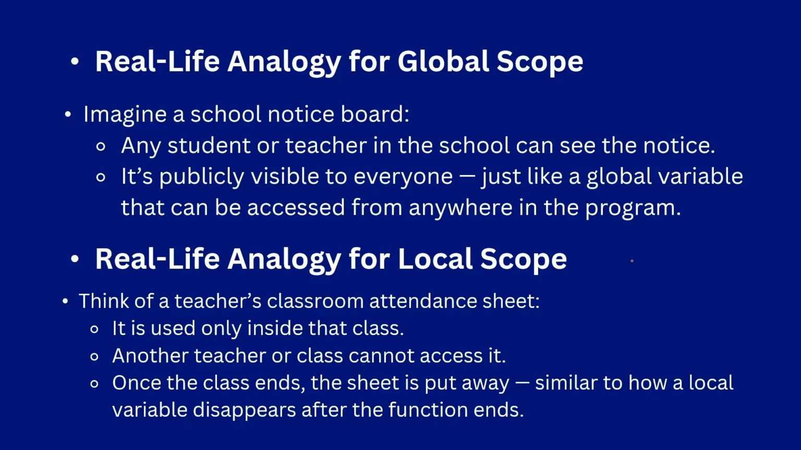Okay. And for local scope, we can think of a teacher's classroom attendance sheet. It is used only inside that class. Another teacher or class cannot access it. Once the class ends, the sheet is put away, similar to how a local variable disappears after the function ends. So that notice board is a global variable, and that teacher's classroom sheet is only accessible to that particular teacher. Another teacher or class cannot access it, so that becomes local scope. Okay, I hope this example is clear.